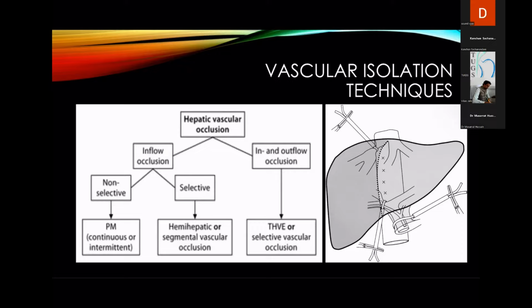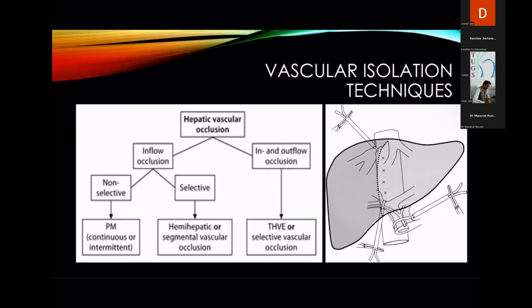So the routinely used one is the Pringle maneuver, which can be continuous or intermittent. In an intermittent one, we usually clamp for 15 to 20 minutes and unclamp for 5 minutes. In a continuous one, in a normal liver, you can clamp up to 60 minutes, whereas in pathological livers, which have steatohepatitis or cirrhosis, the limit is only 30 minutes.